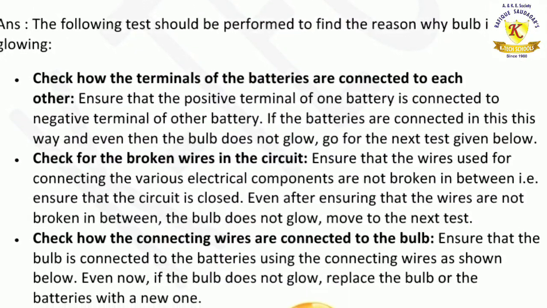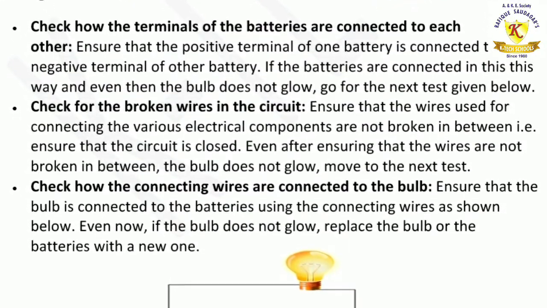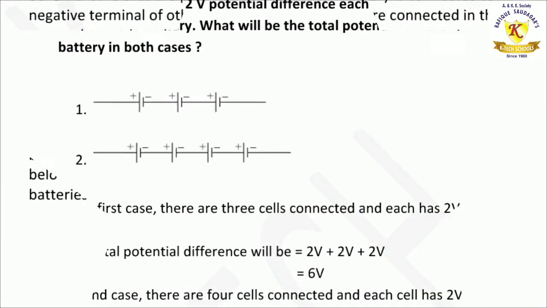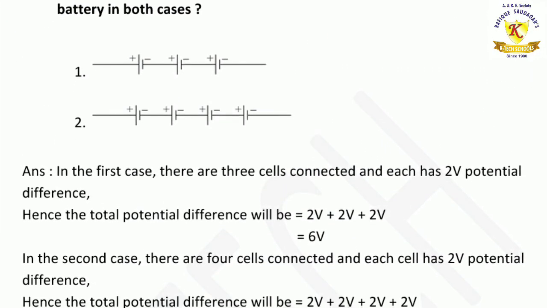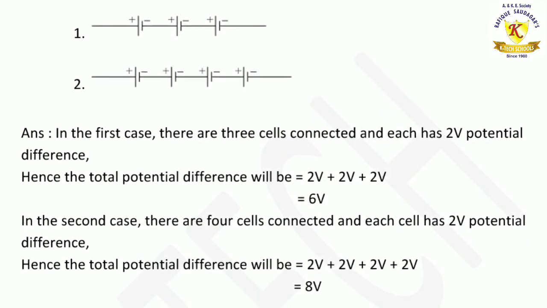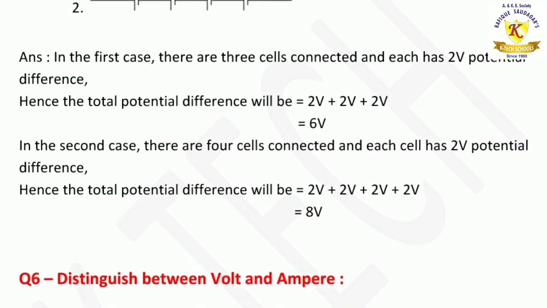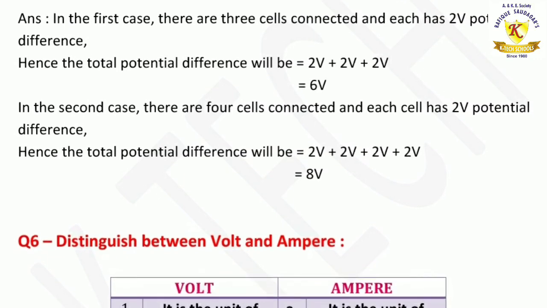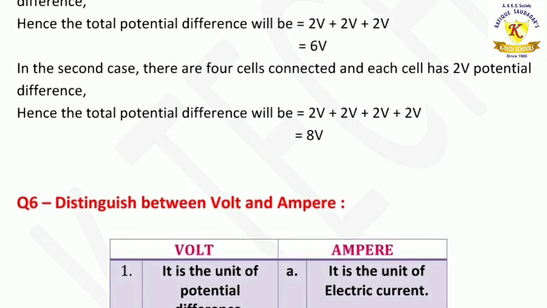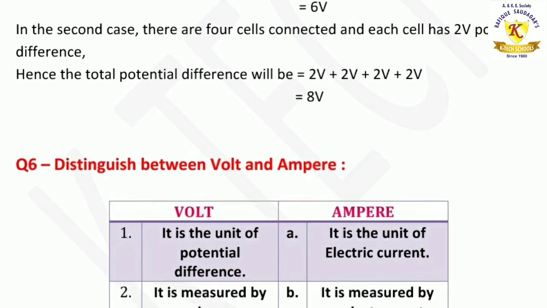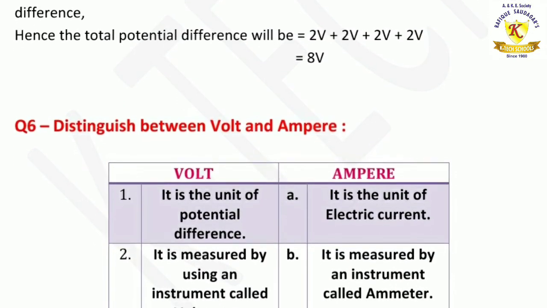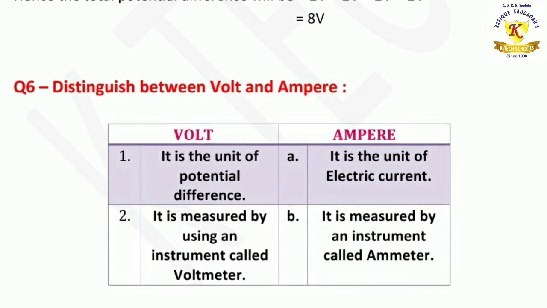Okay, children? Maintain the notes properly and draw this diagram also. Next, the same answers in brief continued. Question number 6, we have distinguish between volts and amperes. So these are the notes you need to maintain in your science book.